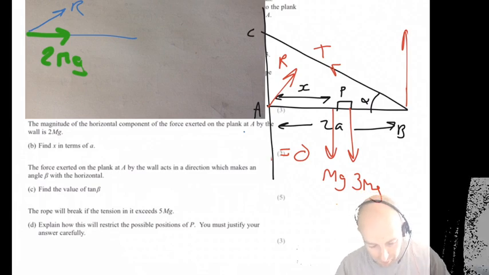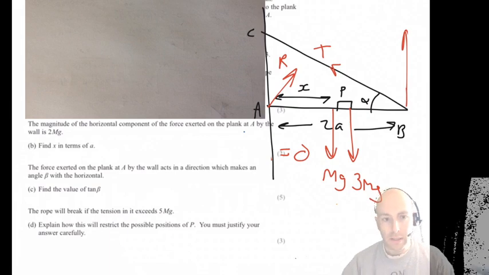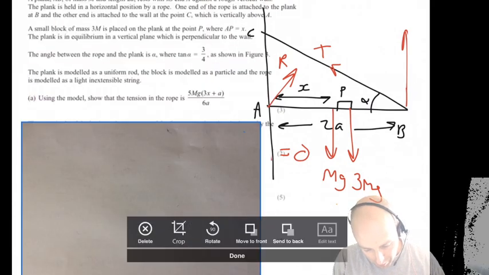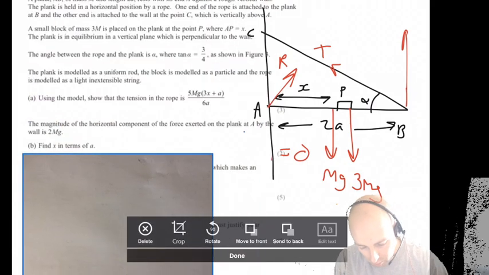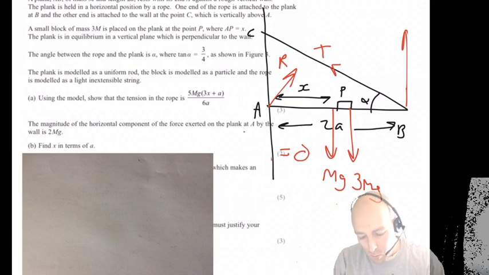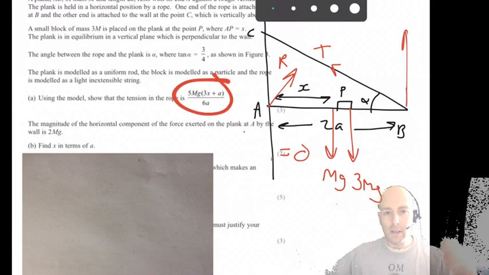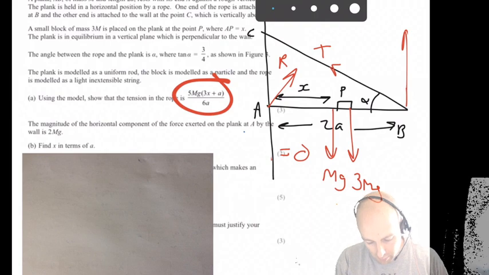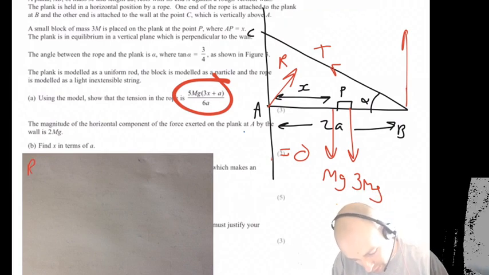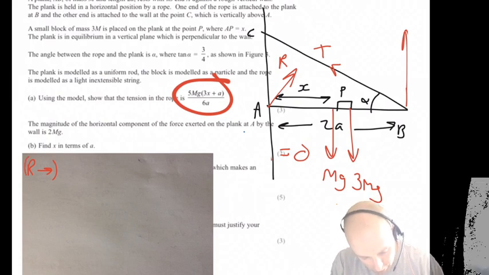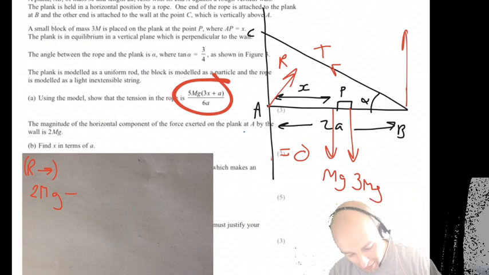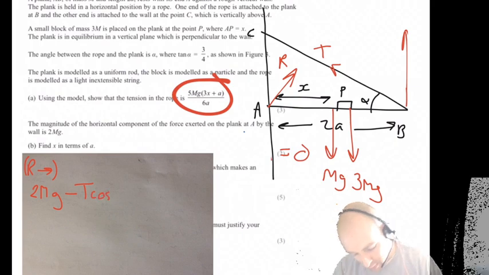What I want to do now is resolve horizontally, because we've already got an expression for t. We can use that alongside R, because those are the only two horizontal forces, to find x in terms of a. So we're going to resolve forces horizontally. Going in that direction, we've got R, which is 2mg, minus my horizontal tension, which is T cos alpha, and that should also be 0 because it's still in equilibrium.